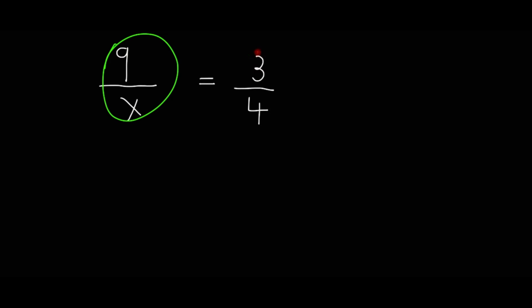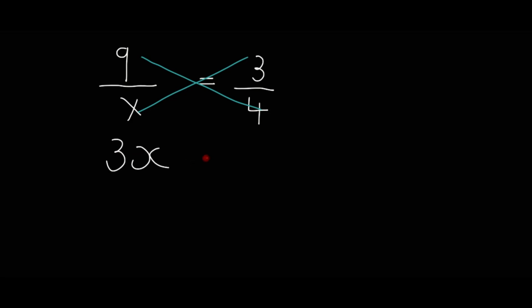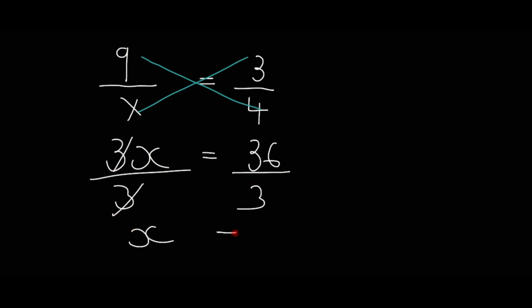Since we only have two fractions separated by the equal sign, all that you can do is cross multiply. So we get 3 times x, which is 3x, and then 9 times 4 is 36. From there we solve for x. This means we divide both sides by 3. 36 divided by 3 is 12. So this is our answer.